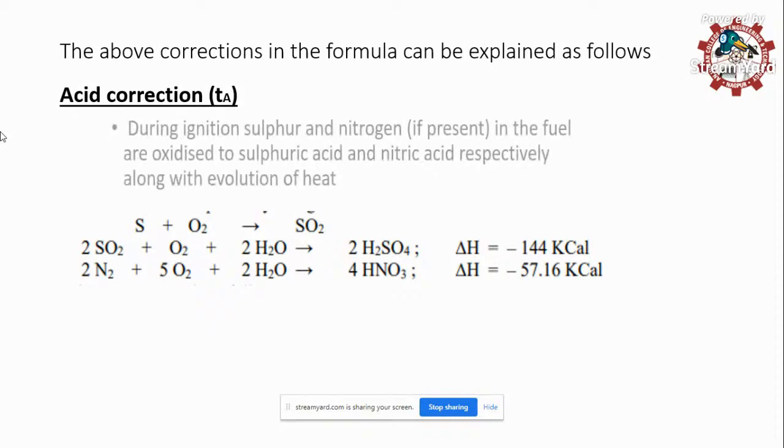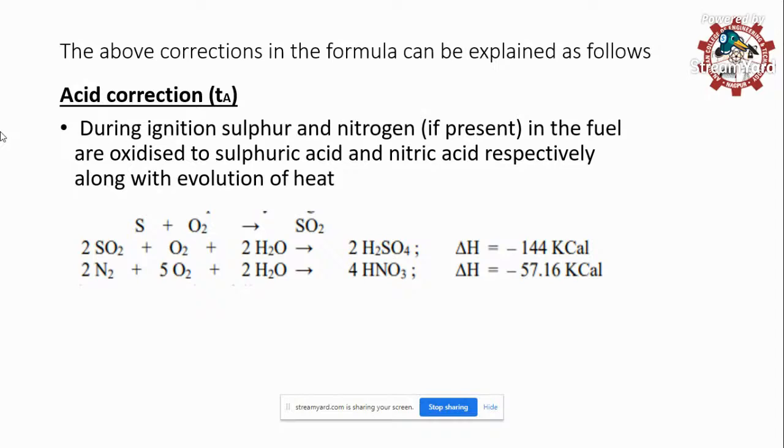Now can you see here? So when the sulfur and the nitrogen, if it is present in the fuel, they have been oxidized to sulfuric and nitric acid respectively, along with the evolution of heat. Can you see? S plus O2 give SO2. SO2 and H2O it forms H2SO4. ये वो वाला water है जो हमने 10 to 25 ml पानी लिया था, ठीक है? Okay, fine.